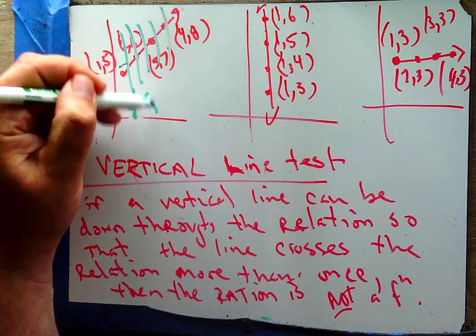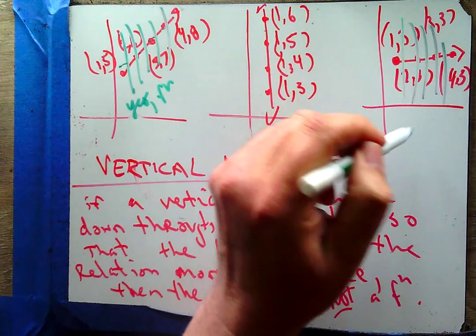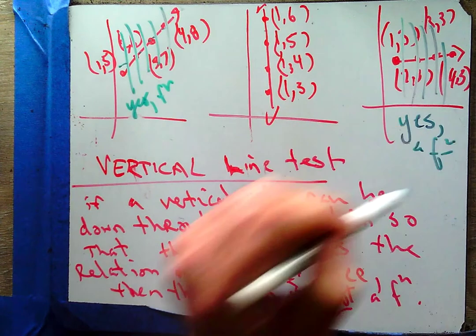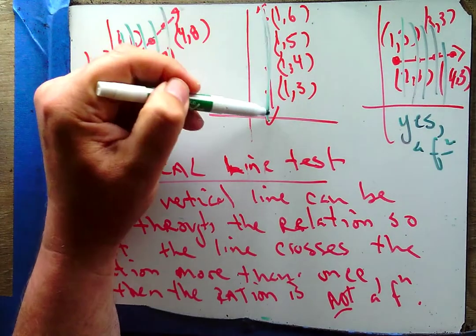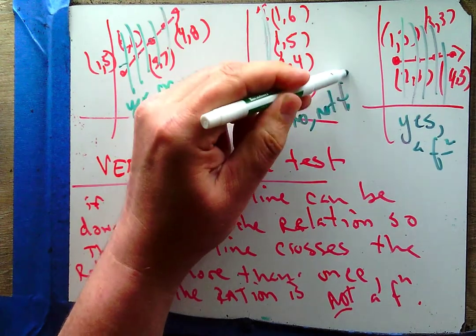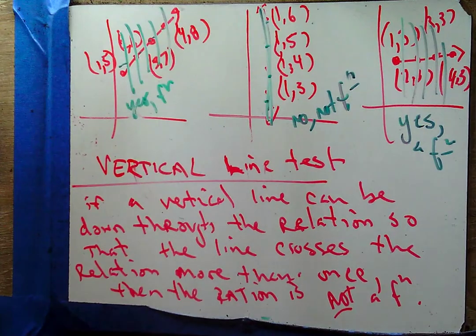that's yes, this is a function. And over here, any vertical line I draw only crosses once, so this is yes, a function. But here, the graph is a vertical line, so that's no, not a function, because my vertical line crosses through all these different y values.